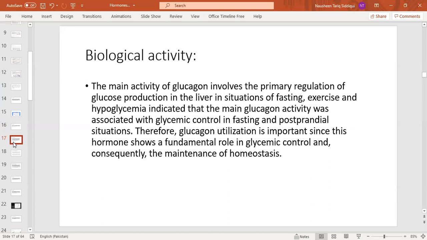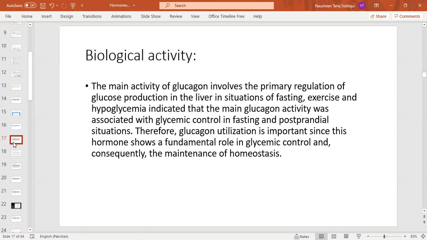Okay, we will come to biological activity. The main activity of glucagon involves the primary regulation of glucose production in the liver in situations of fasting, exercise, and hypoglycemia. This indicates that the main glucagon activity is associated with glycemic control in fasting and postprandial situations.